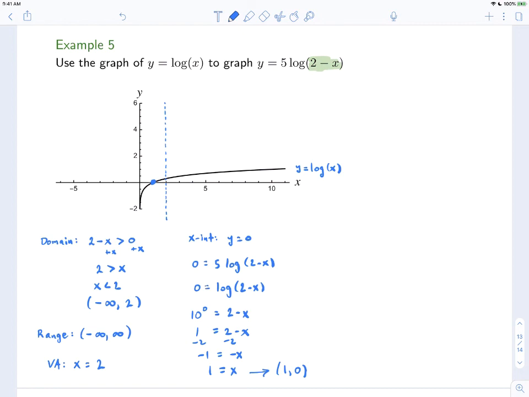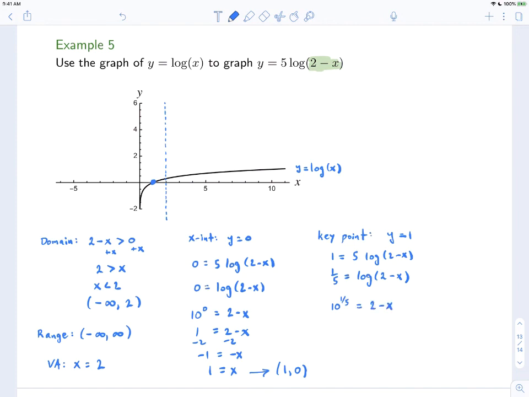Okay, now we want to find the key point. Now the key point is where y is equal to 1, so it's the same sort of thing. 1 equals 5 log 2 minus x. Now we divide by 5 and we end up with 1/5 equals log 2 minus x. Let's try that again. 2 minus x. So 1/5 is the power of 10 that gives us 2 minus x. So 10 raised to the 1/5 power equals 2 minus x.